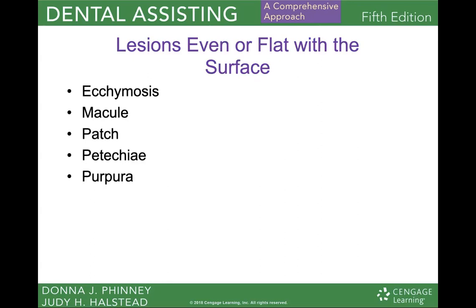Petechiae are small spots, red or purple in color, that occur in the skin or mucosa tissue. They are also caused by localized hemorrhage. A purpura is caused by bleeding within underlying tissues. These purplish or reddish brown areas or spots of discoloration can range in size from the diameter of a pinhead up to about 1 inch. Small purpura normally are referred to as petechiae, and the larger ones are called ecchymoses or bruises.